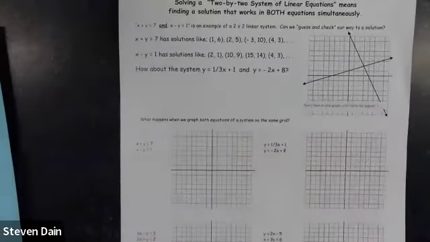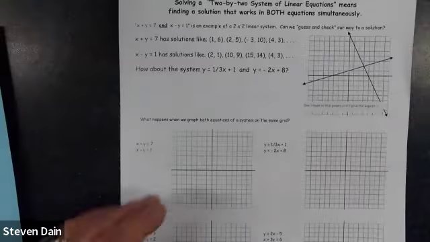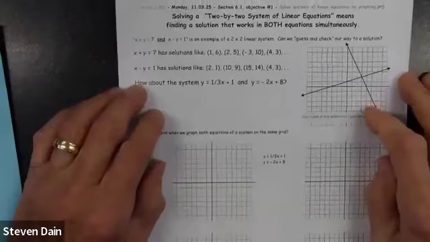Today we're starting to work with what's known as a system of equations. The particular kind of system we're going to work with is called a 2 by 2. It's called 2 by 2 because we're going to have two variables, x and y, and two equations at a time.